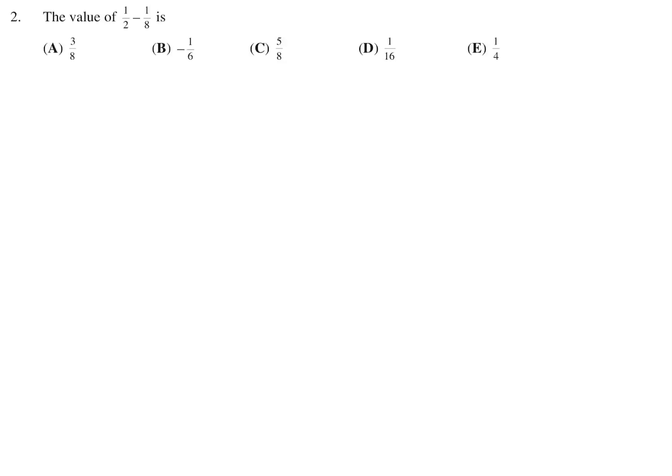The value of 1/2 minus 1/8. Get a common denominator, multiply top and bottom here by 4. You'll get 4 minus 1 over 8, and therefore that becomes 3 over 8. And therefore number 2 is A.